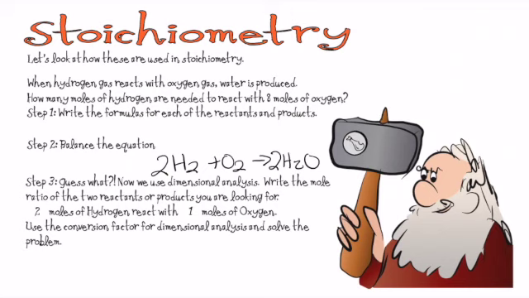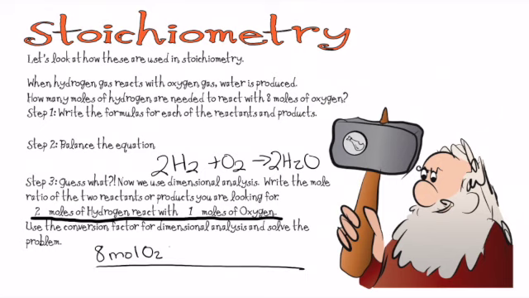Now we use dimensional analysis. Write the mole ratio of the 2 reactants or products that you're looking for. 2 moles of hydrogen react with 1 mole of oxygen. Then we're going to use the conversion factor for the dimensional analysis. We had 8 moles of oxygen, and we're using our conversion factor to get to hydrogen. Our 2 moles of hydrogen go at the top, the 1 mole of oxygen at the bottom, and then we can solve. It would take 16 moles of hydrogen.